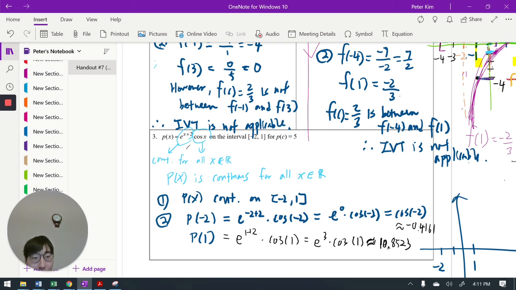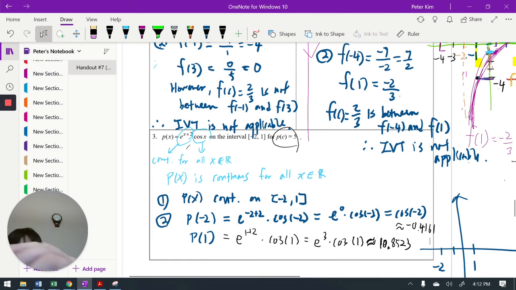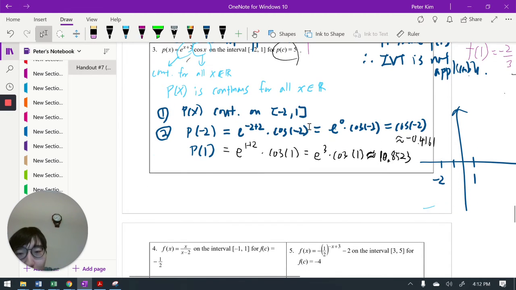Okay. So if you have those two values, then you check 5. Is 5 between -0.4161 and 10.8523? And you're like, yeah, you bet. So you know that P of C equals 5 is between P of -2, which is -0.4161, and P of 1.